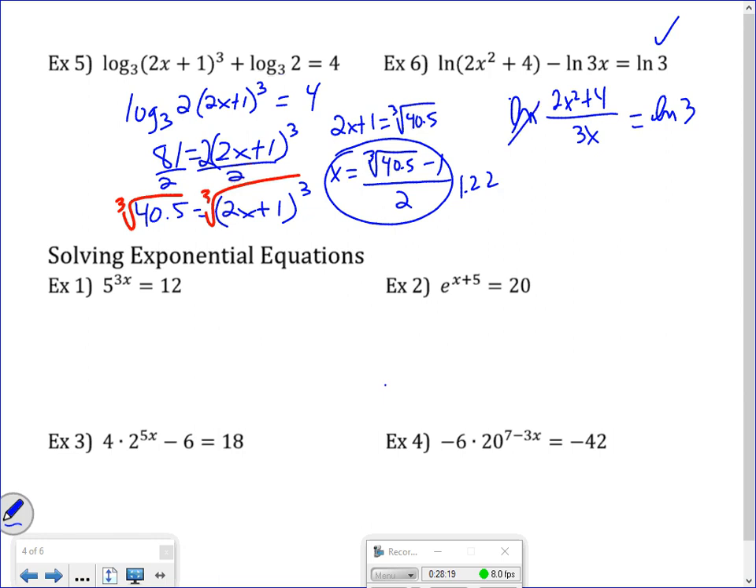Okay, so what can I do to my ln's? Kind of drop them and say (2x squared plus 4) over 3x has to equal 3. So we'll just cross multiply, 3x times 3. So I get 2x squared plus 4 equals 9x. So I have 2x squared, and I'm going to bring my 9x over: minus 9x plus 4 equals 0.